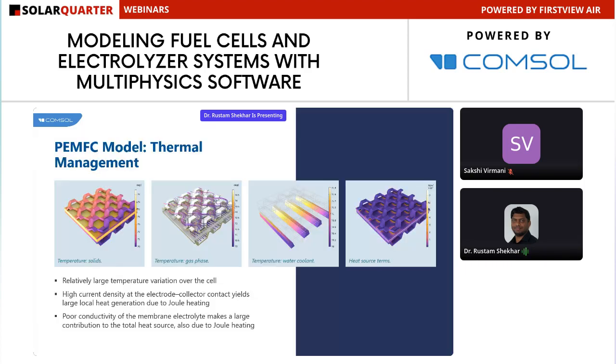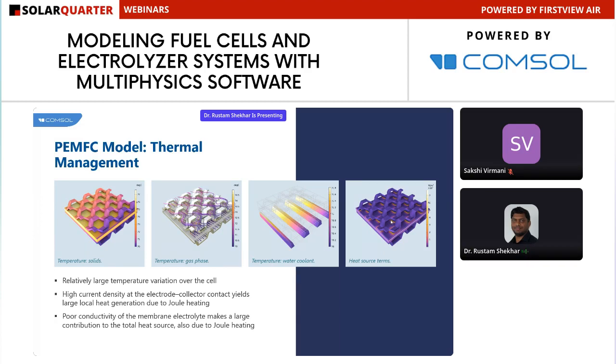And now we can see the temperature profiles for the solid region, gas phase, and the water coolant, and the heat sources. So this way we can safely map those kinds of thermal profiling along with the electrochemical profiling.